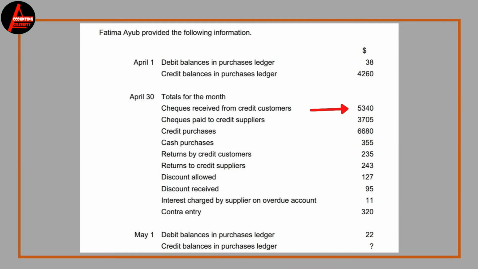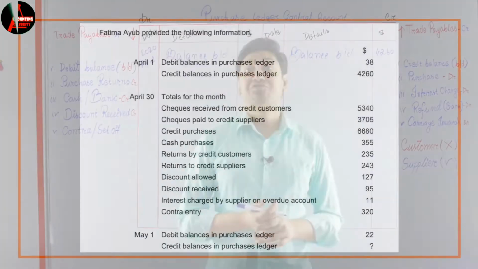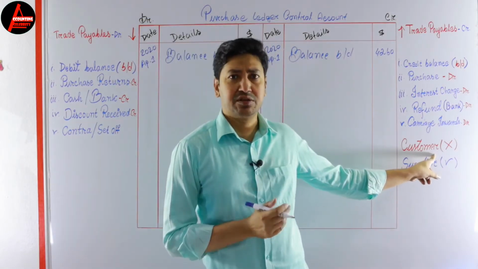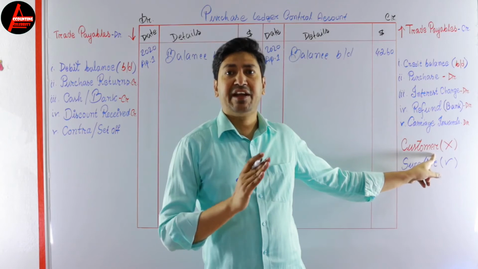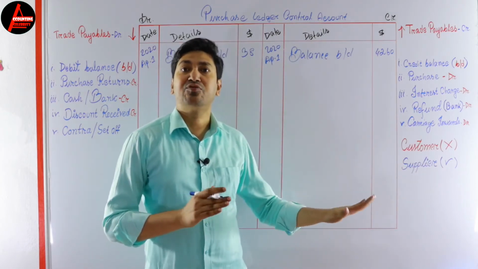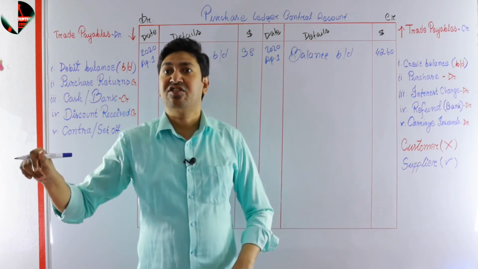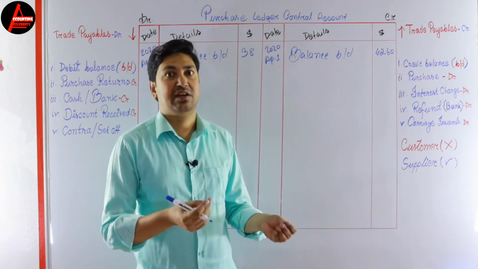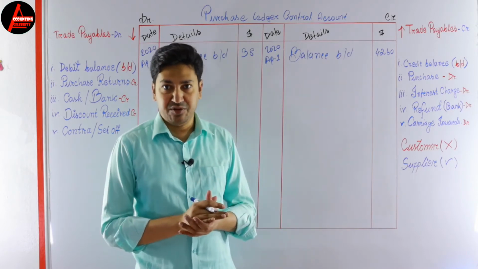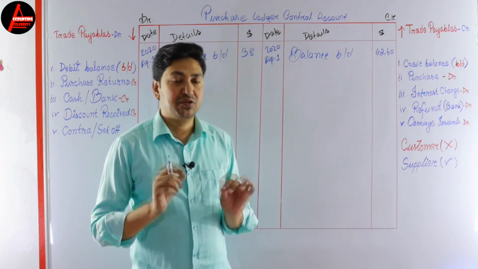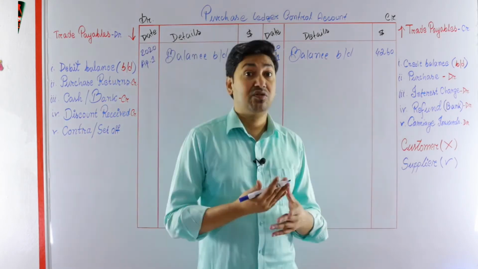Now have a look at the question. 30 April, $2 for the month. Check receipt from the credit customer. So look here, customer is given. No, we never take any customer related items in the purchase ledger control account. Customer related items will go to the sales ledger control account. Now you might be thinking, then why are these items given in this question? Yes, just to confuse you. But if you know the system, whatever item is given doesn't matter. You can do it perfectly. So we have to ignore it.